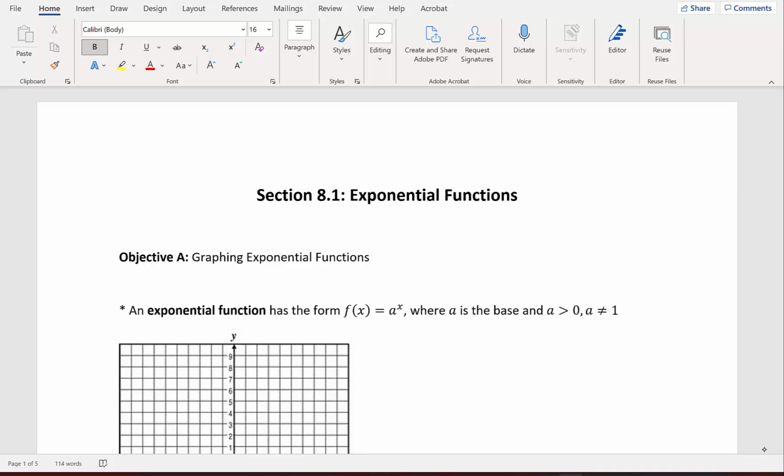In this video, we'll take a look at section 8.1, which is exponential functions. Now, our first objective, we're going to take a look at graphing exponential functions.